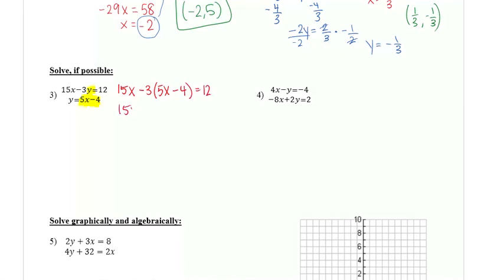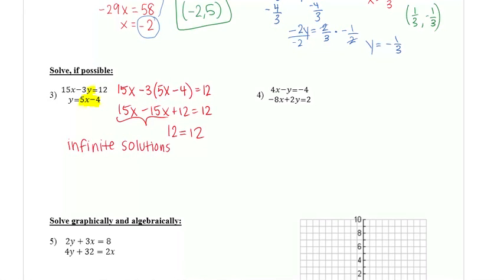Distribute gives me 15x minus 15x plus 12. If I combine my like terms, that goes away because that's 0, and I end up with 12 equals 12. When you're doing systems of equations and both of your variables disappear, if you are left with a true statement, that means that anything will work. So one way you can say that is infinite solutions. I would totally accept that answer.